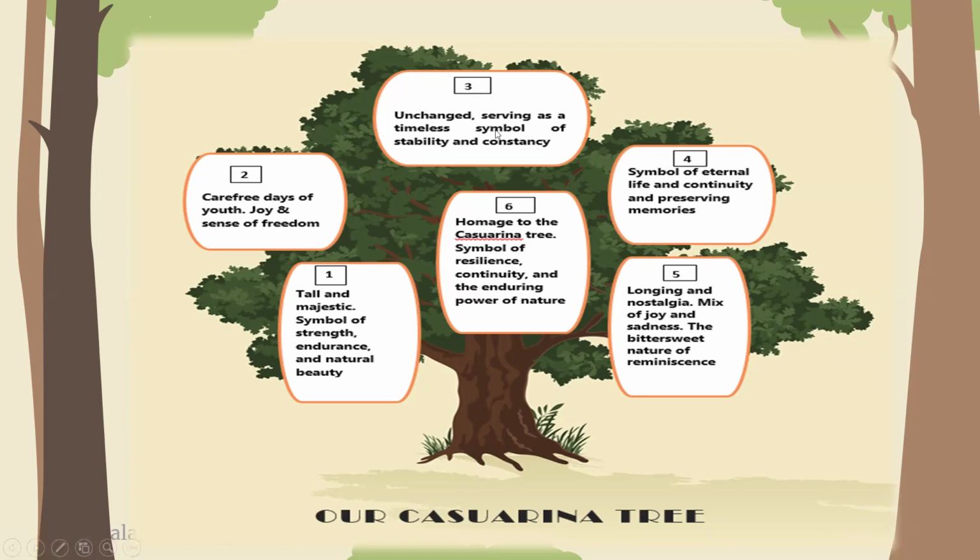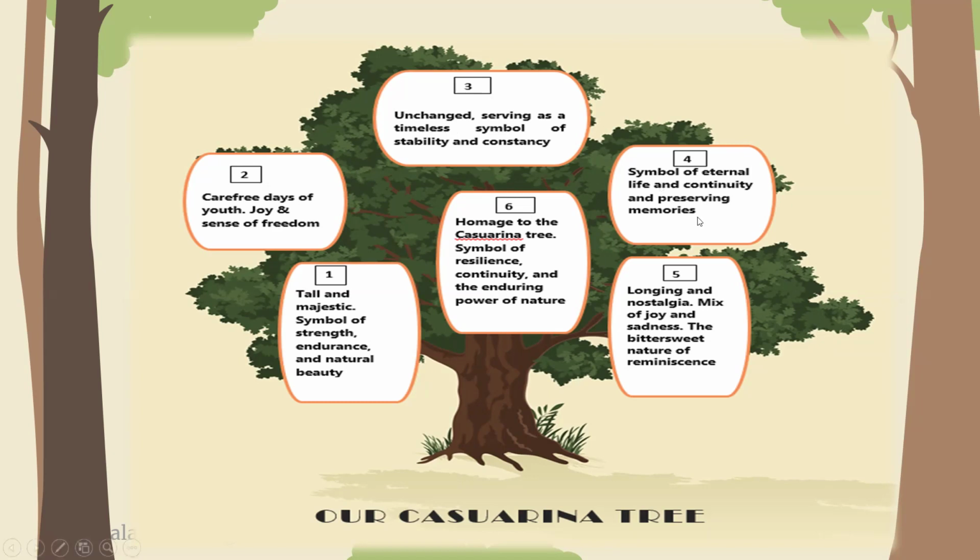Third stanza, the speaker reminisces about the joyous moments spent with friends under the Casuarina tree, and also recalls the laughter, games, and songs shared in the tree's shelter. Stanza 3, the tree serves as the timeless symbol of stability and constancy.